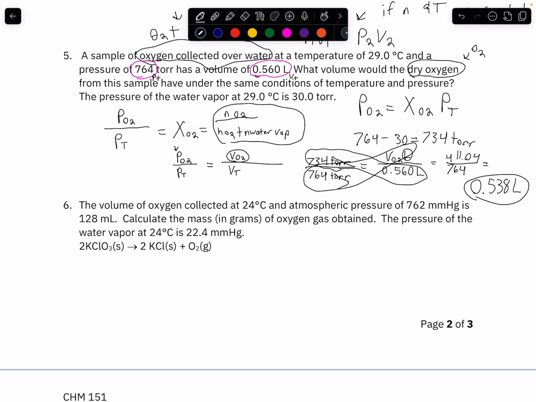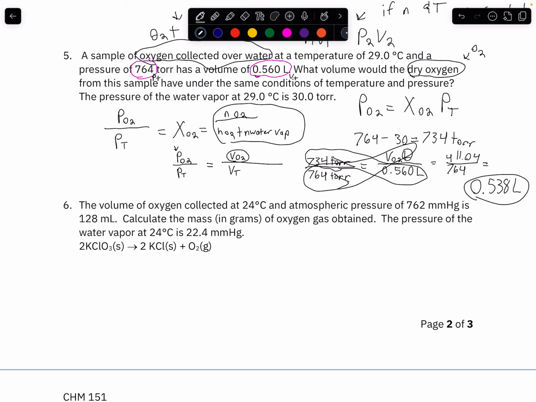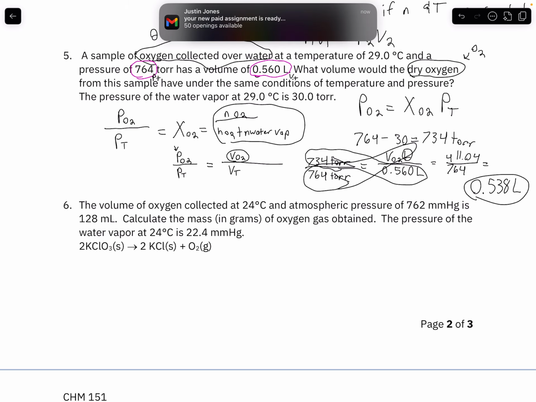Now, for question 6, I can totally understand how this would be really frustrating and kind of out of nowhere because we're not going to use that same proportionality anymore. So we have the volume of oxygen collected at 24 degrees Celsius and atmospheric pressure of 762 millimeters of mercury is 128 milliliters. We calculate the mass in grams of oxygen gas obtained, and the pressure we are given is based off of water vapor.